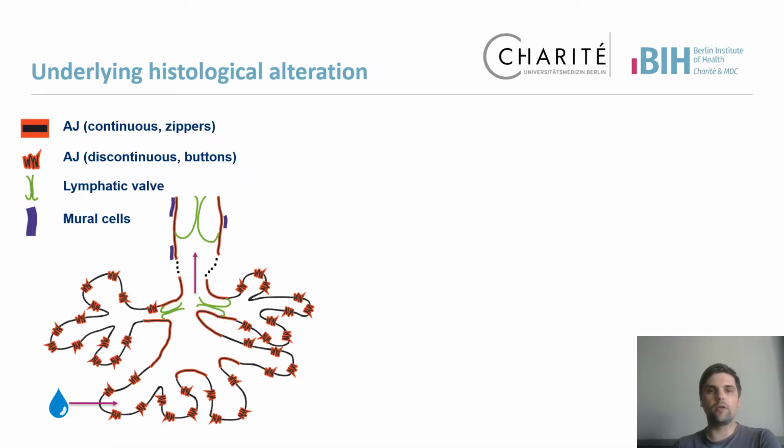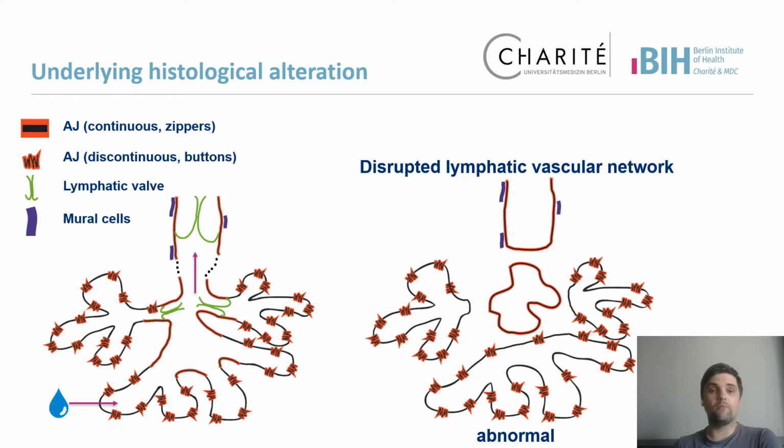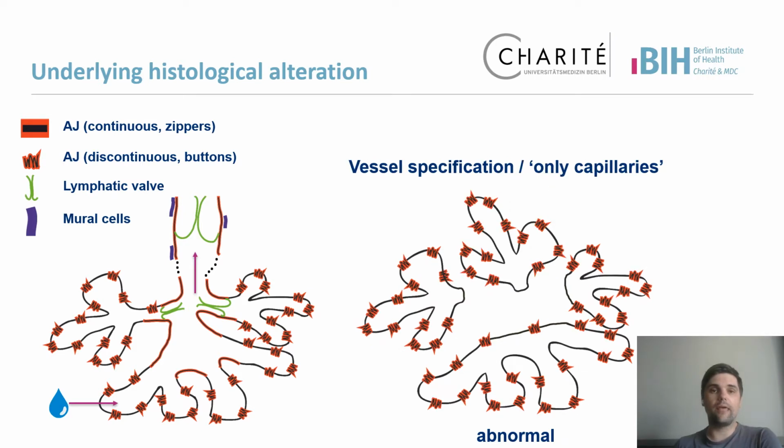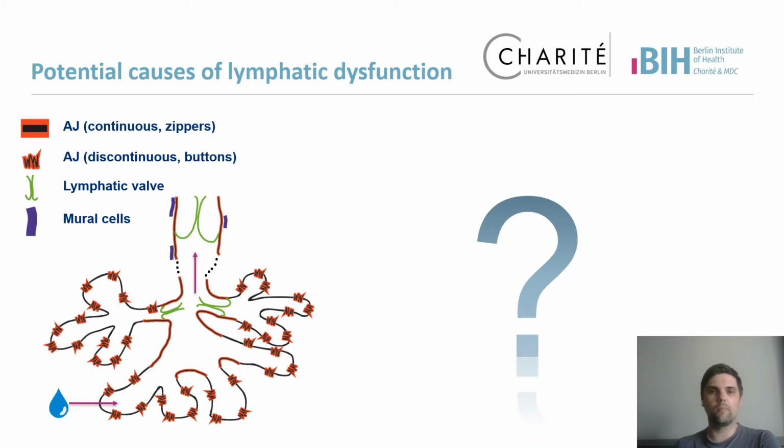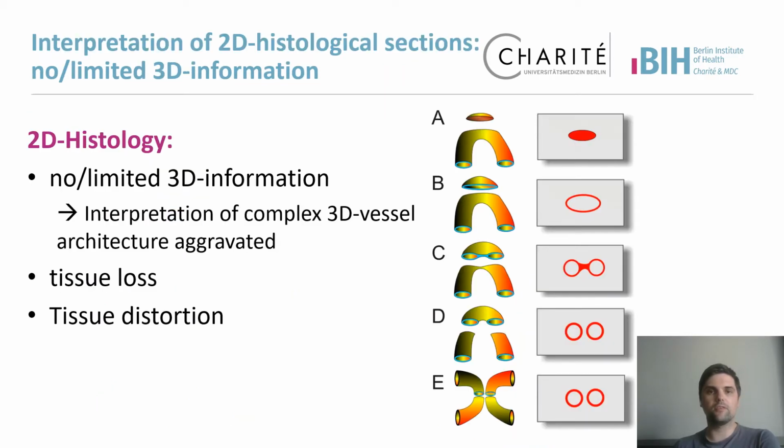We do not know if the underlying phenotype is a disrupted lymphatic network, if there are issues in terms of vessel specification, or if it is even a hyperplasia or a similar phenotype. So we do not know. And the reason for this is shown here. The interpretation of two-dimensional sections is very difficult due to the limited 3D information.